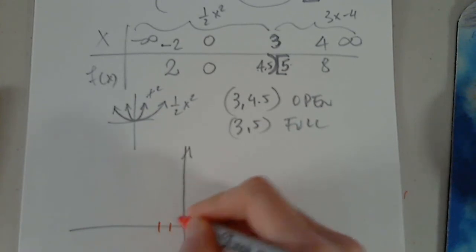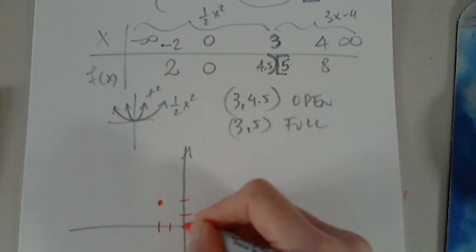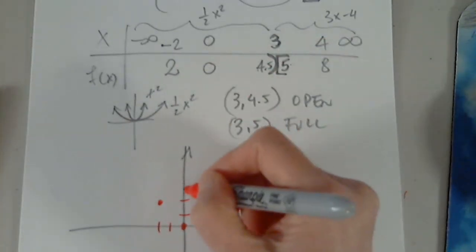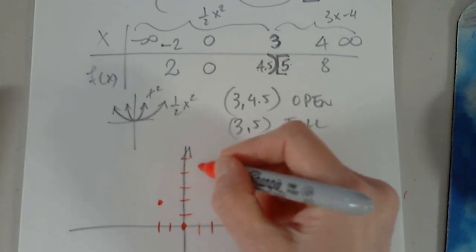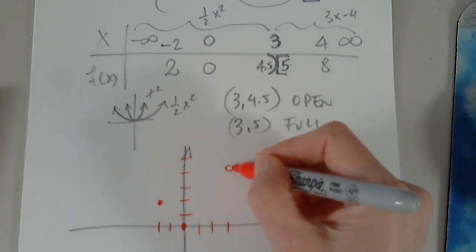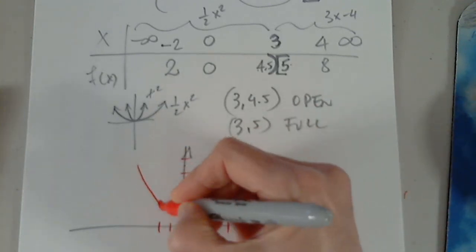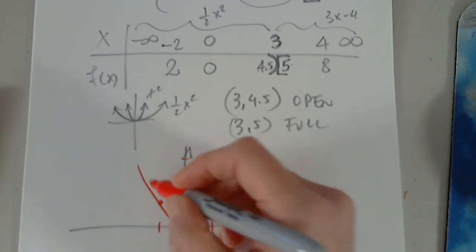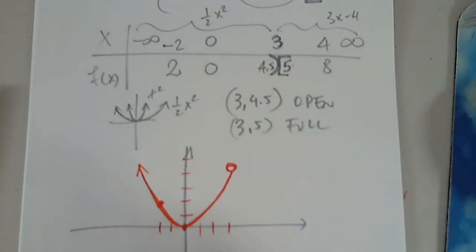So at negative 2 is 2. At 0 is 0. And at 3, 4. So 1, 2, 3, 4, 5. So it's right here. And it's going to be an open point. And here's the graph on the left. Done. The red is done.